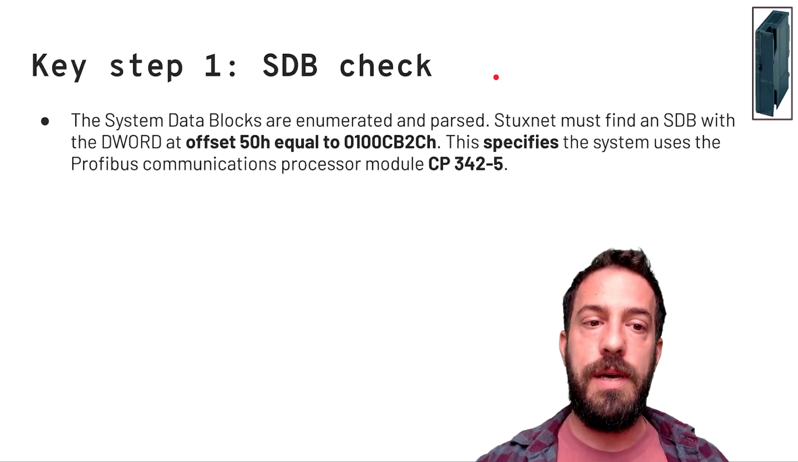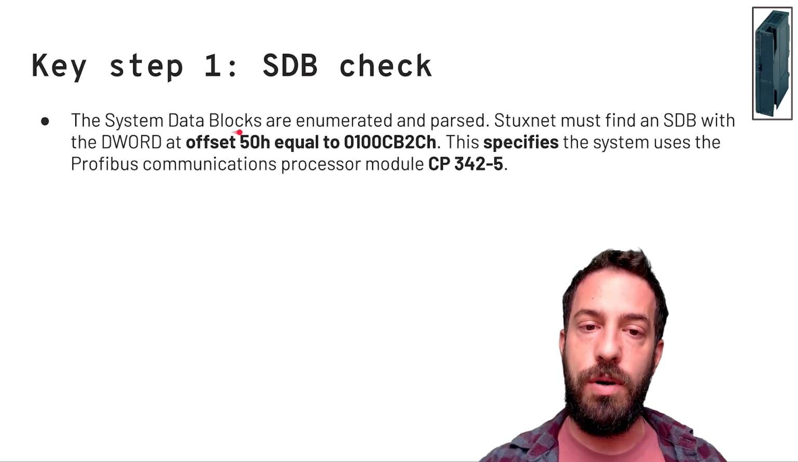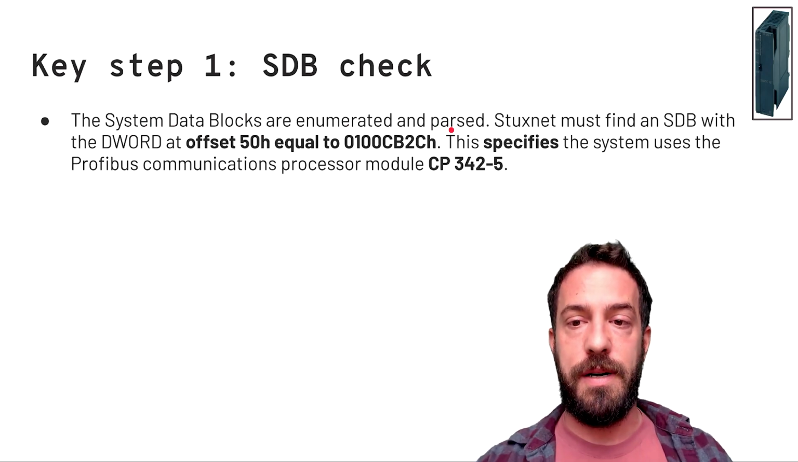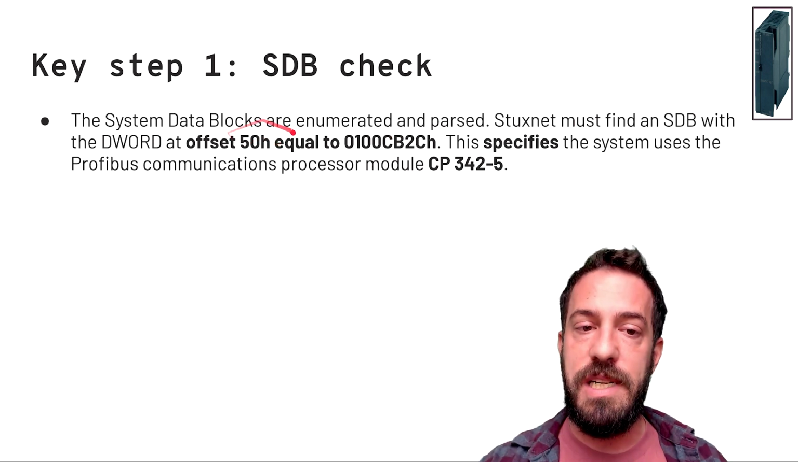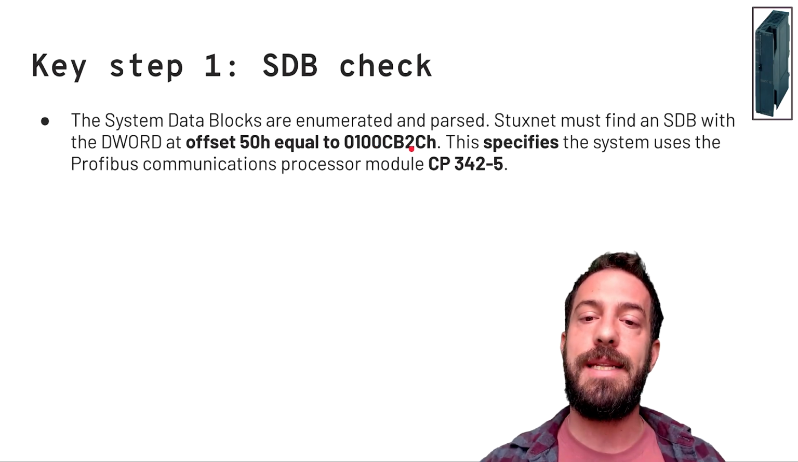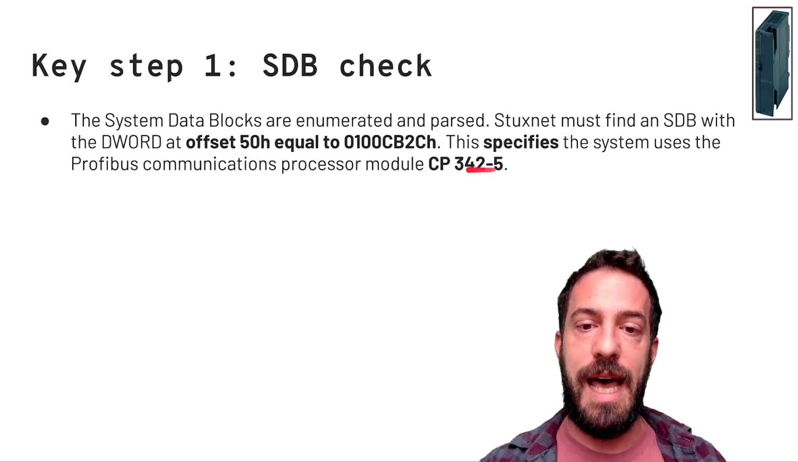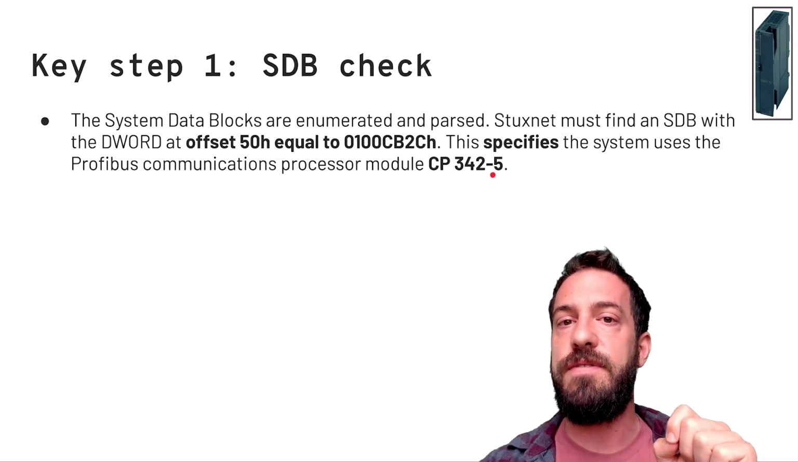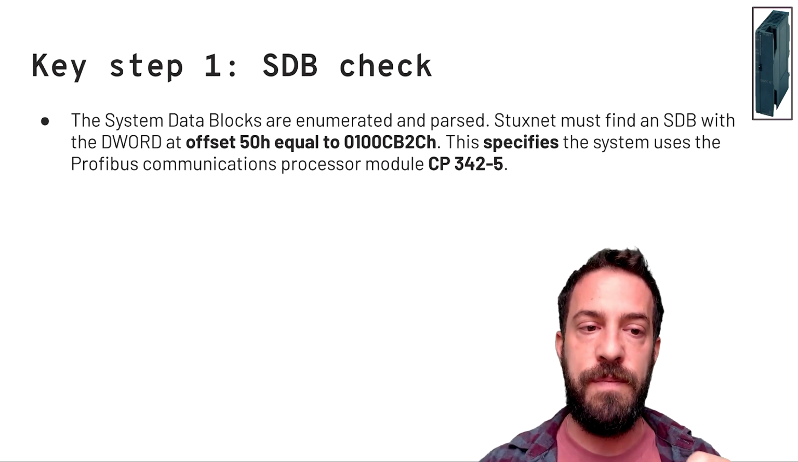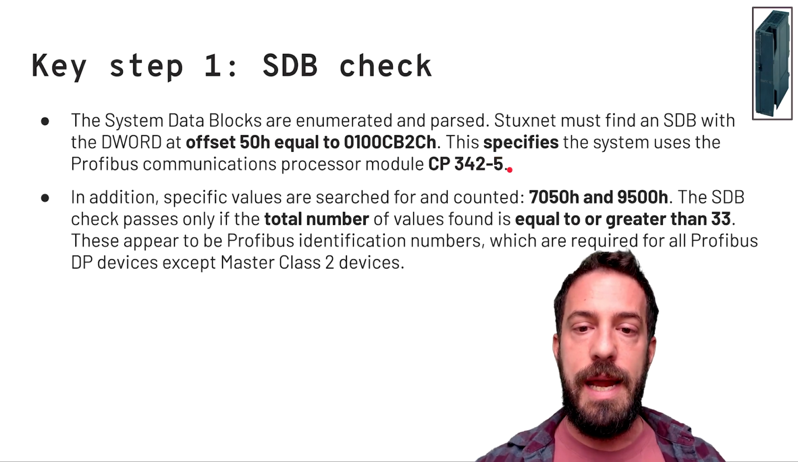This key step would see whether this SDB, which stands for System Data Block, and all these blocks will be enumerated and parsed. And what Stuxnet would do, it would try to find a block with this specific offset equal to that very specific value. This value indicates that the system uses a Profibus communication processor of this type. So you see now we're getting into detail on how Stuxnet was very targeted on a very specific configuration. So it was looking for a Profibus communication processor module of this type.